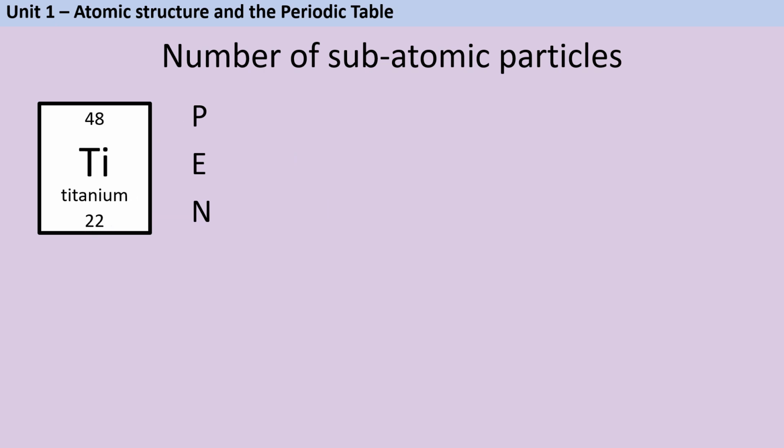Pause the video and write down what you think the number of the different subatomic particles is to check that you've got this right. So hopefully you've realised that with an atomic number of 22, titanium must have 22 protons. Protons and electrons are going to be the same as each other, so therefore there are 22 electrons. And the number of neutrons is going to be 48 minus 22, which is 26.